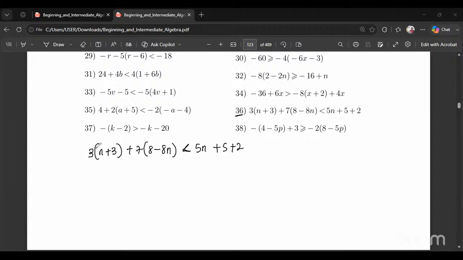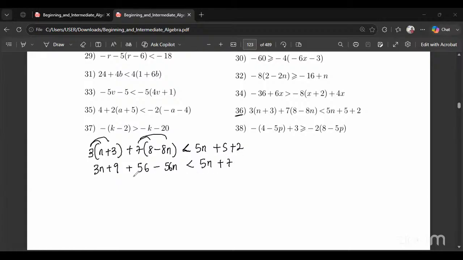To solve this problem, the very first thing we need to do is to expand. We need to distribute, or remove the brackets, right? So we have 3 distribute into everybody in the parentheses. 3 times n will be 3n, and 3 times 3 will be 9. 7 times 8 will be 56. 7 times negative 8n is negative 56n. And on the right-hand side, we have 5n plus 7.